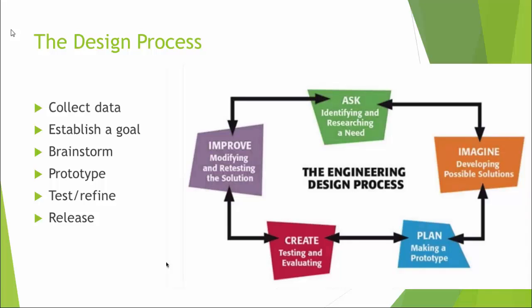Now notice none of these arrows move in only one direction. At given times, we may have to move backwards in the process. It's not a linear process. Move back. Maybe ask new questions, build new prototypes, but ideally we want to move, for the most part, around this circle in a clockwise fashion.